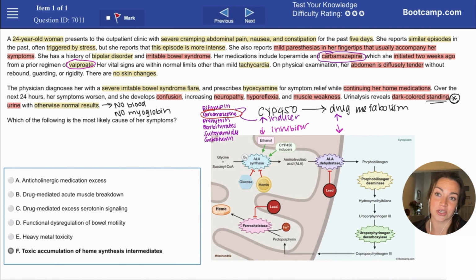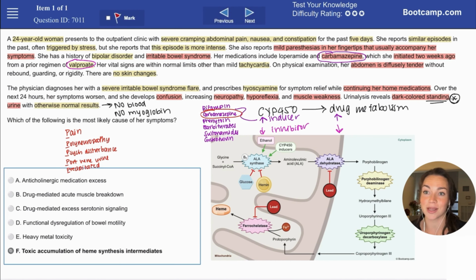We know that this dark urine is not from blood or myoglobin, which is normally sort of the smoking gun for dark urine. So we have a patient with pain, polyneuropathy, psychological disturbances, now as this sort of proceeds to get worse. Port wine colored urine could be how you maybe describe this urine that's getting darker. And it was precipitated by changing to a famously offending medication, carbamazepine, a cytochrome P450 inducer. Those are our 5 Ps of acute intermittent porphyria, AIP.